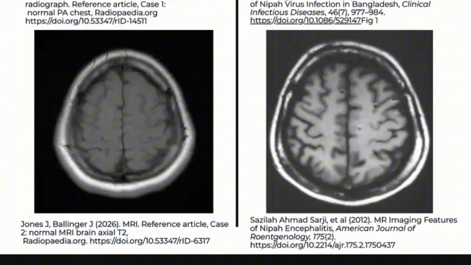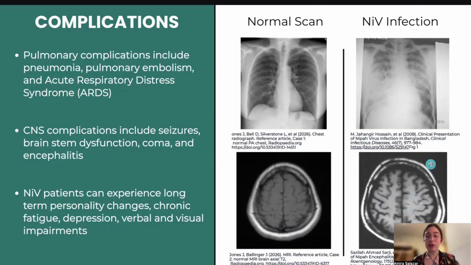Again, on the right, you can see a comparison between a normal head MRI and an MRI from a patient from the 1999 Malaysia outbreak. The little spots you see are lesions. And while the patient did not die from her acute Nipah encephalitis, she, along with several other patients in this study, experienced long-term neurological symptoms. Survivors and families of survivors reported long-term personality changes, chronic fatigue, depression, and verbal and visual impairments.